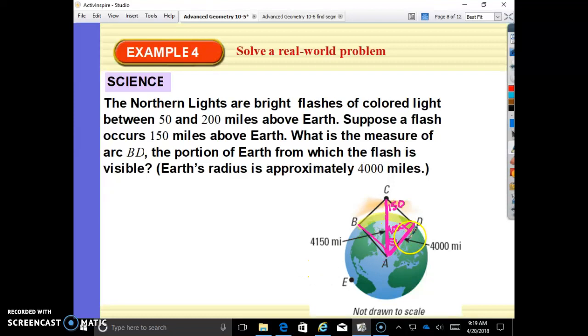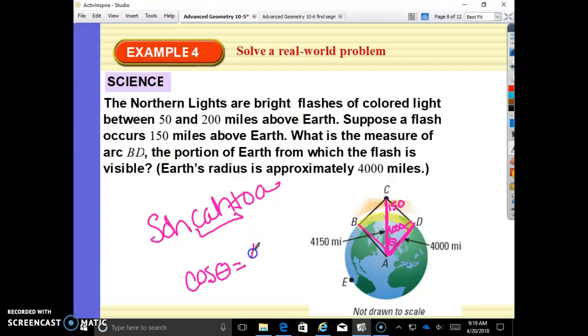So we have adjacent and hypotenuse. Adjacent and hypotenuse go with who? Think about SOHCAHTOA. Who gets adjacent and hypotenuse? Cosine. Cosine of theta equals adjacent, next to it but not the hypotenuse, over hypotenuse. So the inverse cosine of 4,000 over 4,150 is going to equal theta, which is this angle right here. So let's pick up our calculators.